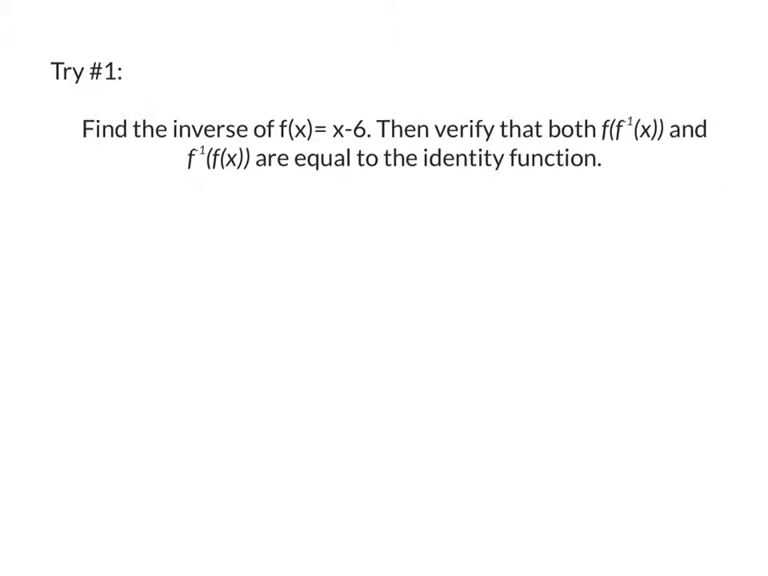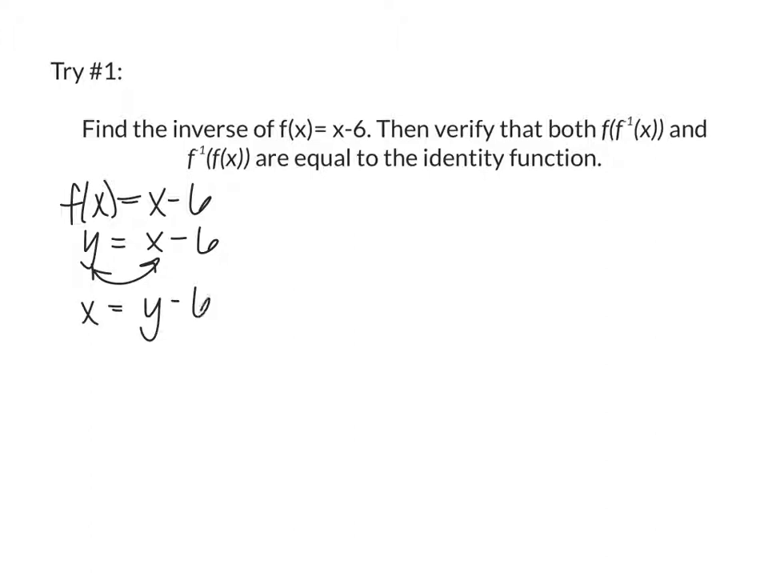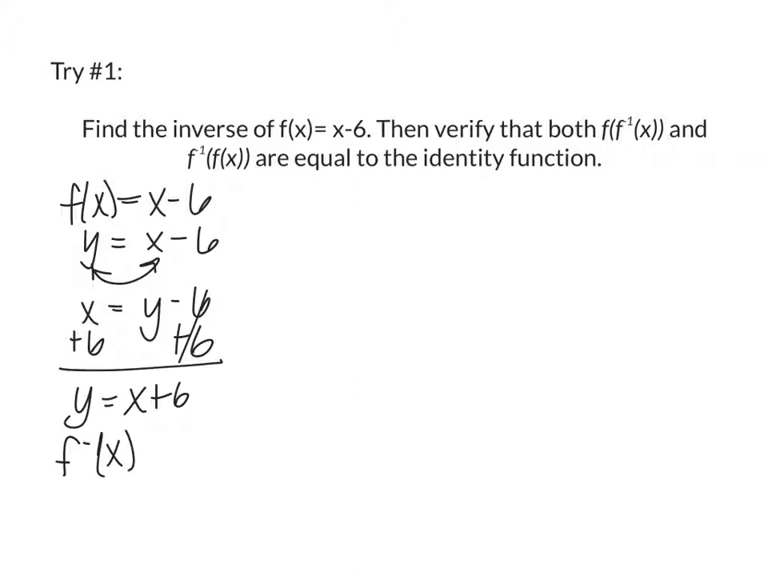So we're going to try it again. Again, f of x equals x minus 6. We're going to write it in standard form, and then we're going to switch our x and y to get x equals y minus 6. Now again, we solve for y, and we're going to get y equal to x plus 6, but we know that's not y. That's really the inverse of f of x equal to x plus 6.